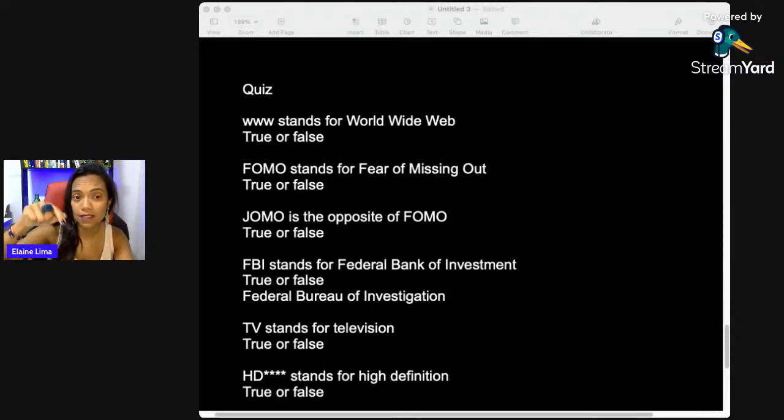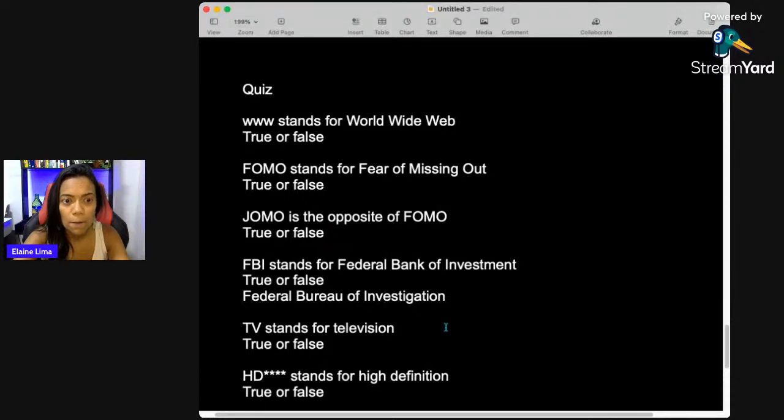I put an asterisk here for us to pay attention to the pronunciation, okay? So we say HD. I see many people saying AG. So it's not AG. So it's HD. An HD TV. HD TV.